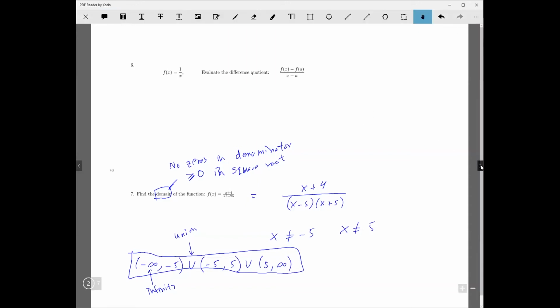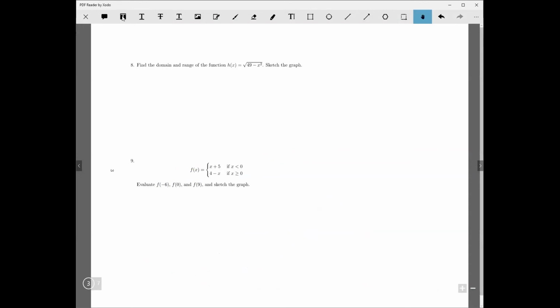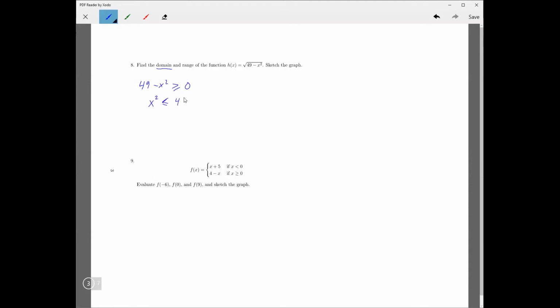Okay, so let's go on to the next one. Okay, so number 8, the domain and range of this function. So for the domain, I said before you want anything under the square root sign to be greater than or equal to 0. So if you rearrange this, this actually gives you x squared less than or equal to 49.